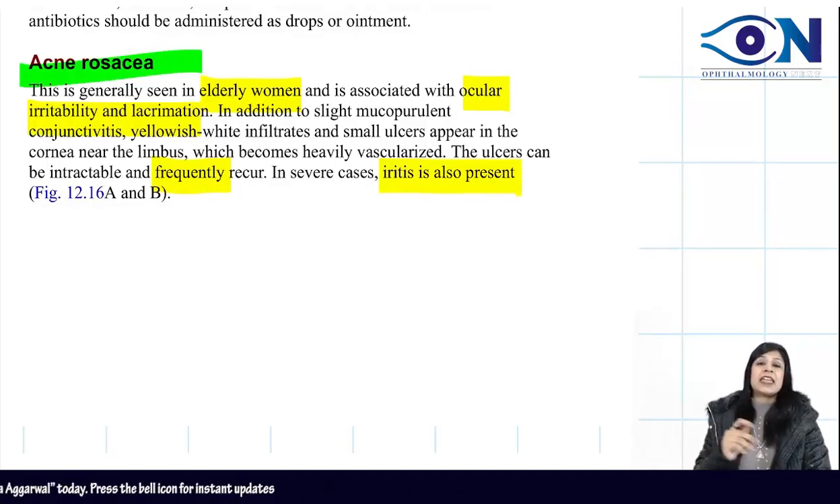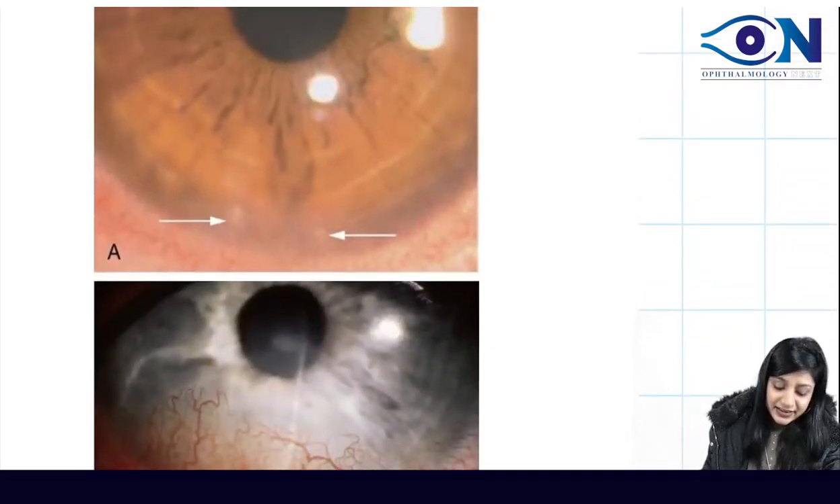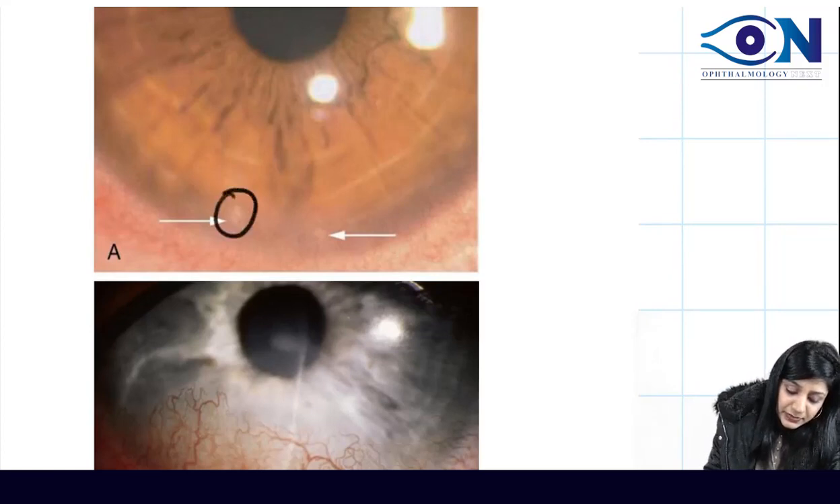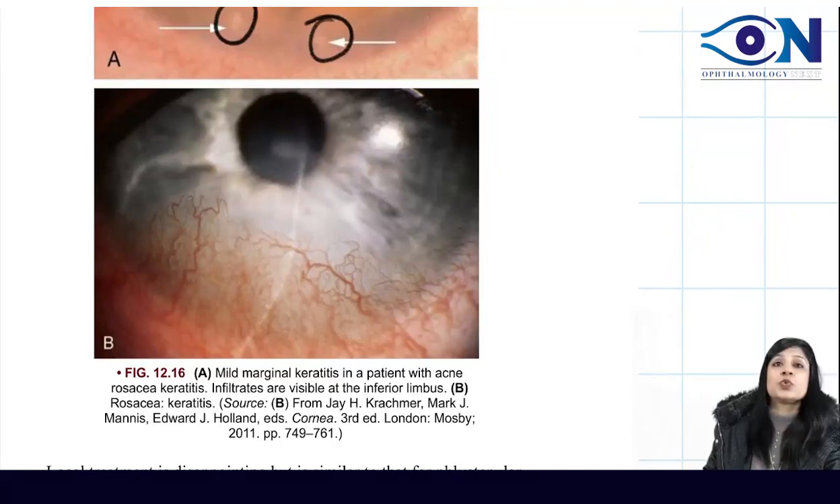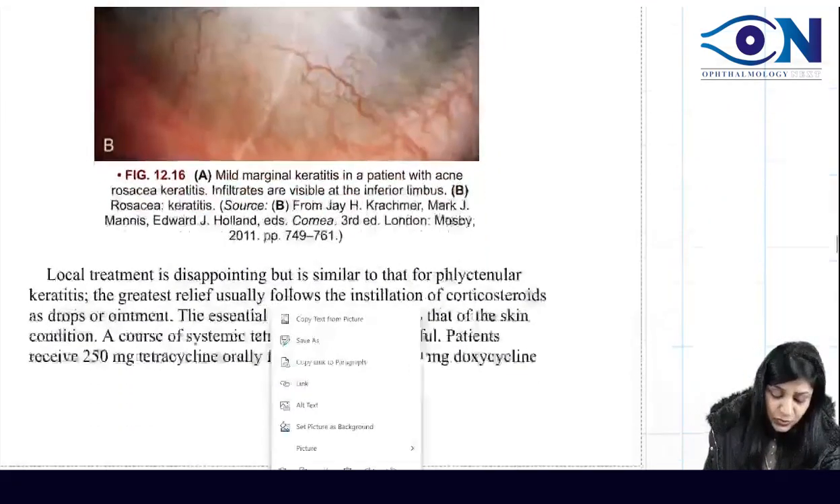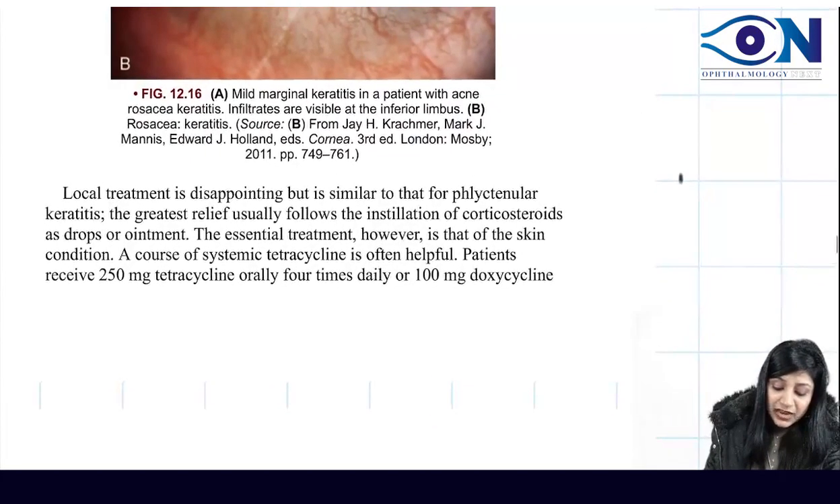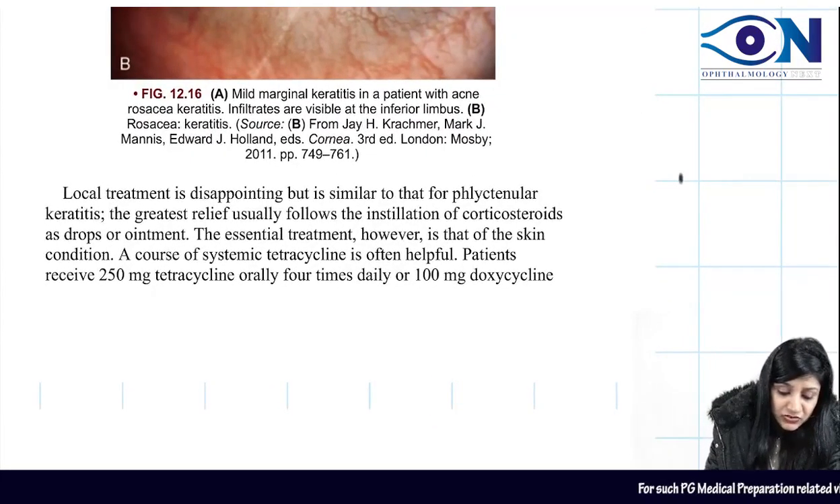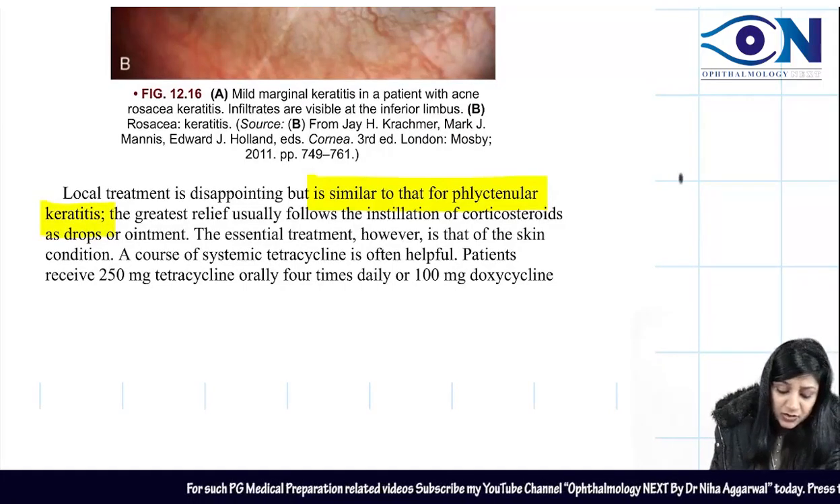So it's acne rosacea. You can see the small acne-like areas are there. You can simply point out here. And we have got the vascularization, due to which the name rosacea has been given to it. Local treatment is usually disappointing, but it is similar to that for phlyctenular keratitis. So treatment is the same as we were giving for phlyctenular keratitis, that is the corticosteroids.